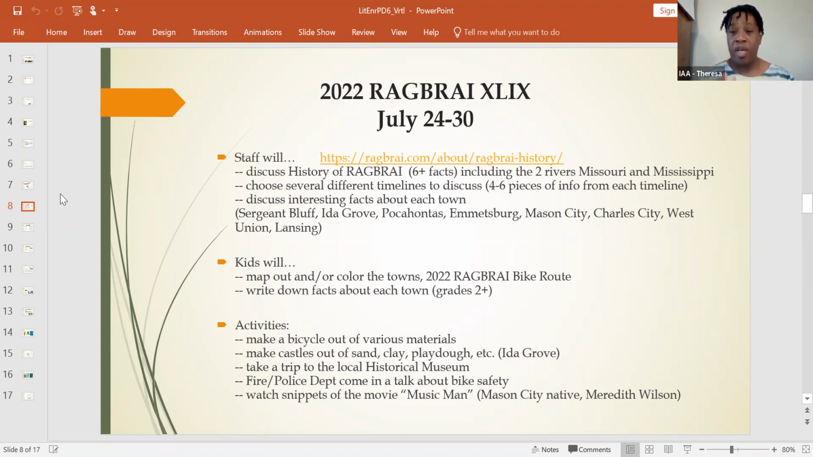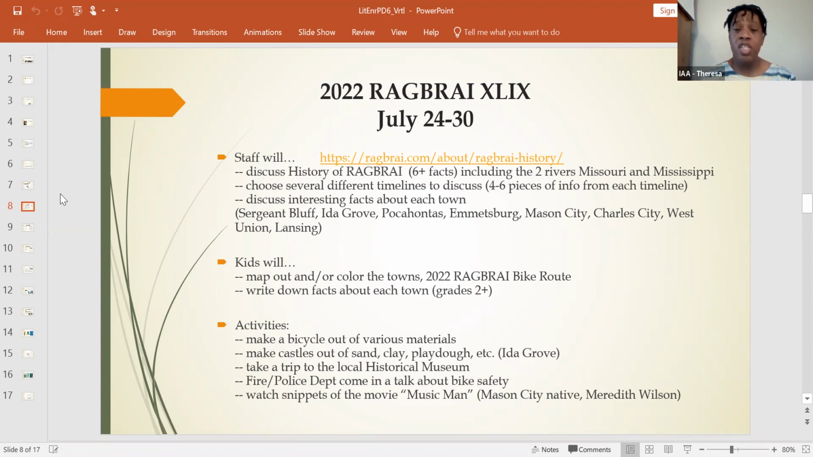The next one underneath, staff will choose different timelines to discuss. And then, kind of picking some pieces from that timeline. This is RAGBRAI's 49th year. So folks, we're going back to the 1970s with RAGBRAI. And taking some of those timelines and discussing. And if you do this with middle school and high schoolers, oh my gosh, you can go crazy with the timelines. You could talk about like the prices during that time. You could talk about the food. You could talk about what people were wearing. I mean, you can go really crazy with the timelines.